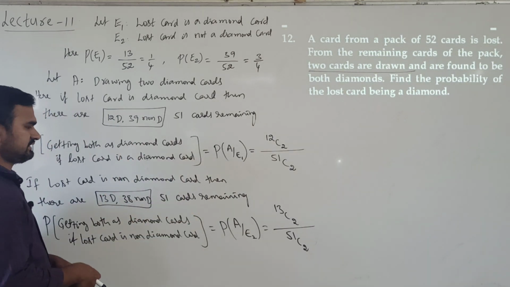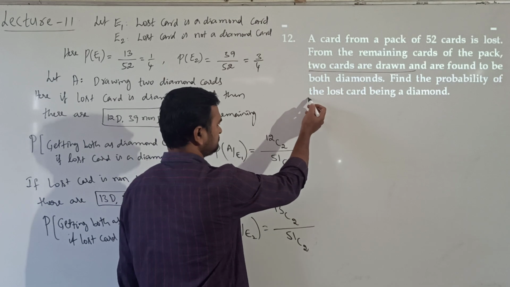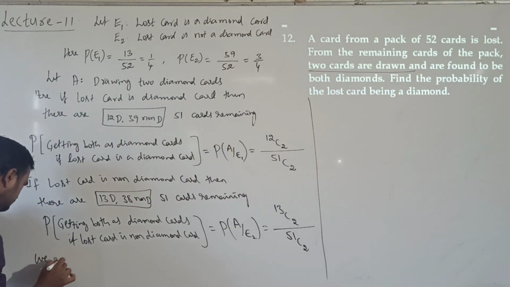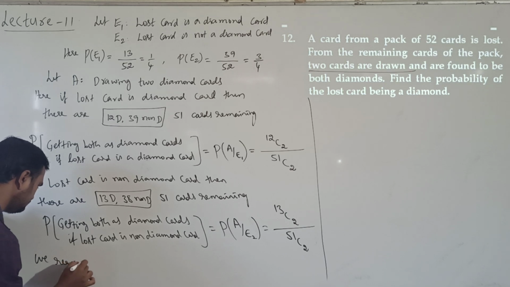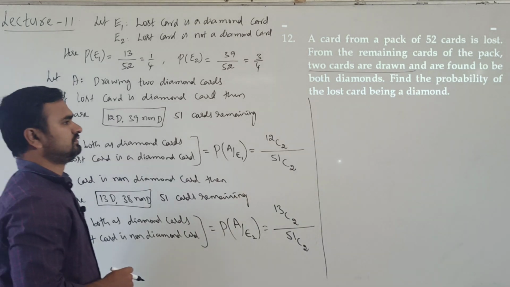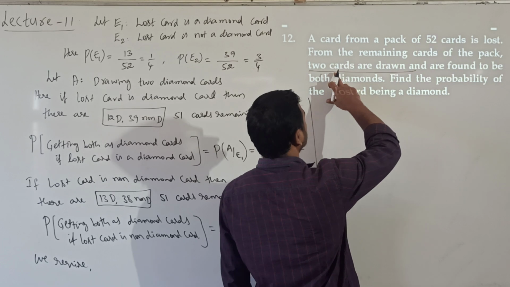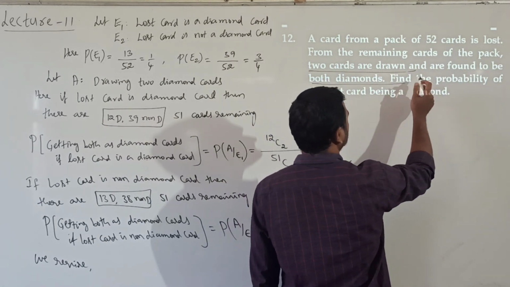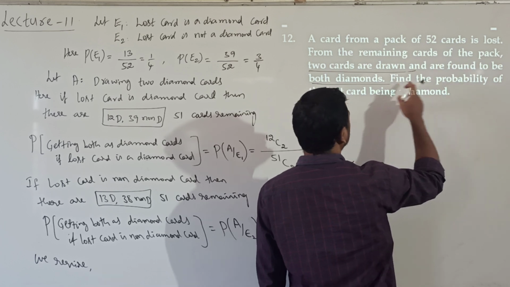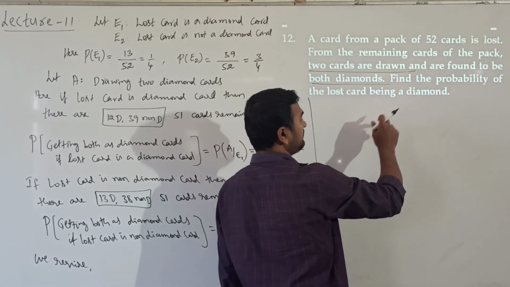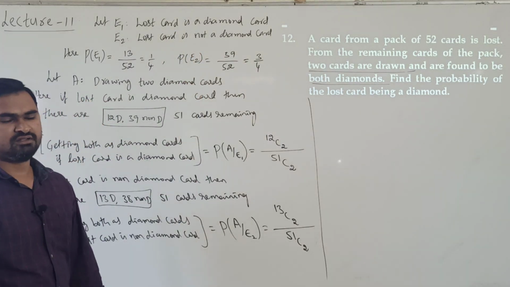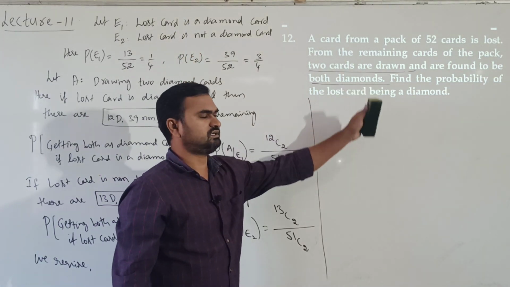Now what we require? So 2 cards are drawn and are found to be both diamond cards. This is what already happened. Now find the probability of the last card being a diamond. So we are interested in E1 given that both the cards are diamonds.